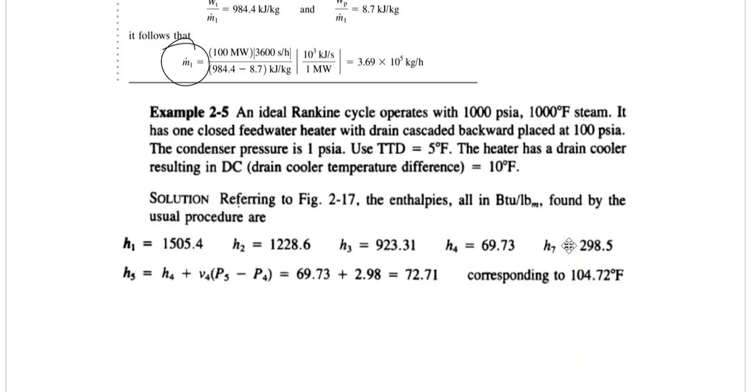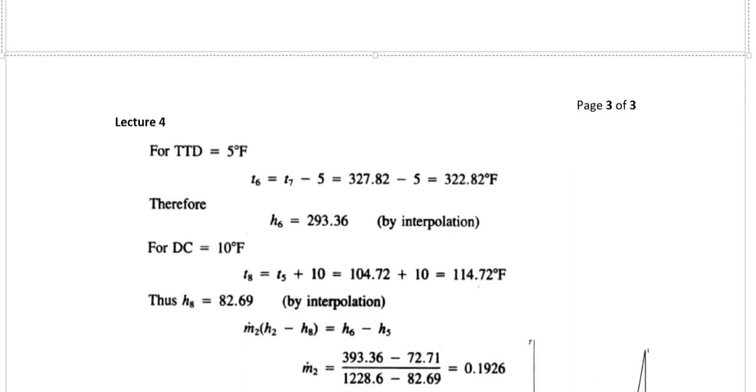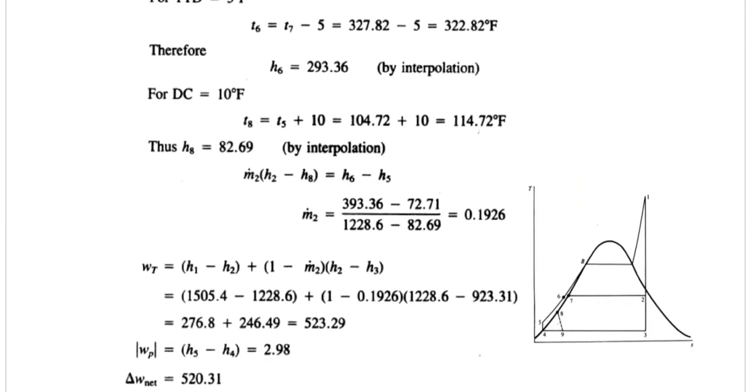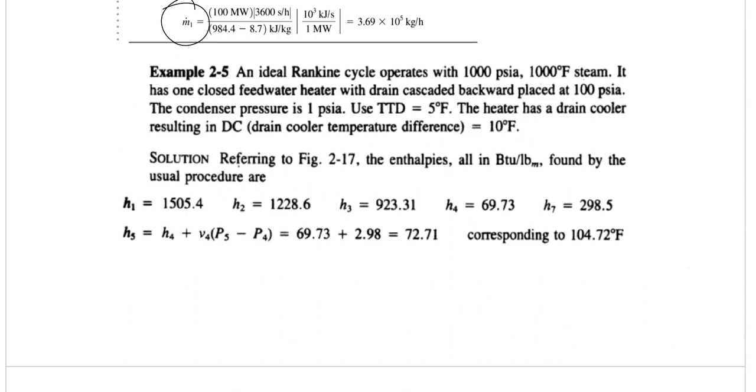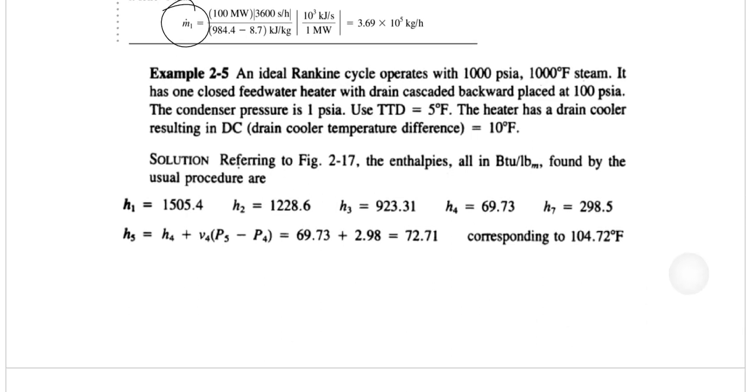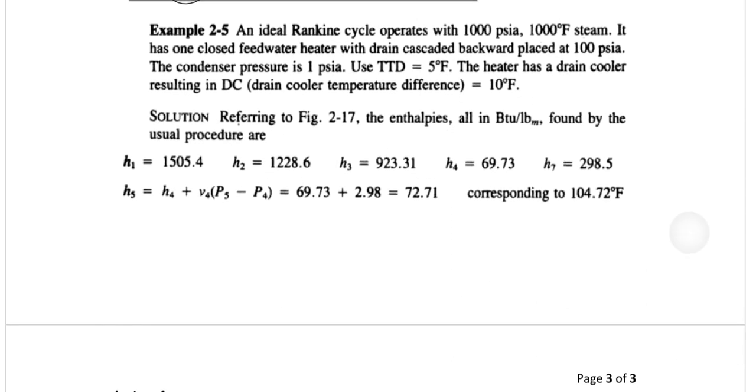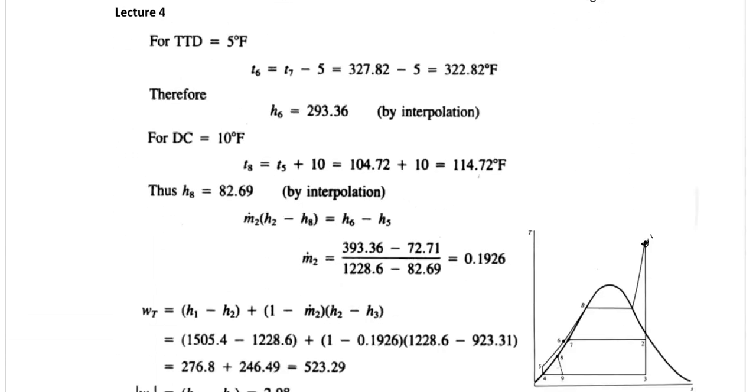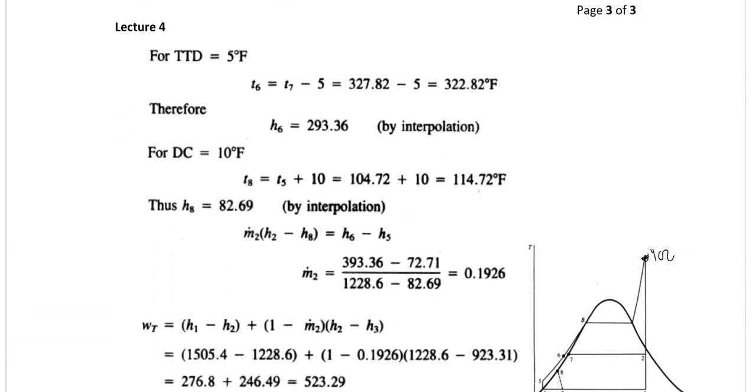Moving to the TS diagram, we will discuss the schematic diagram as well. So that means we have got a regenerative cycle with one closed feed water heater. So the regenerative vapor cycle has 1000 psi absolute and 1000 degree Fahrenheit temperature.